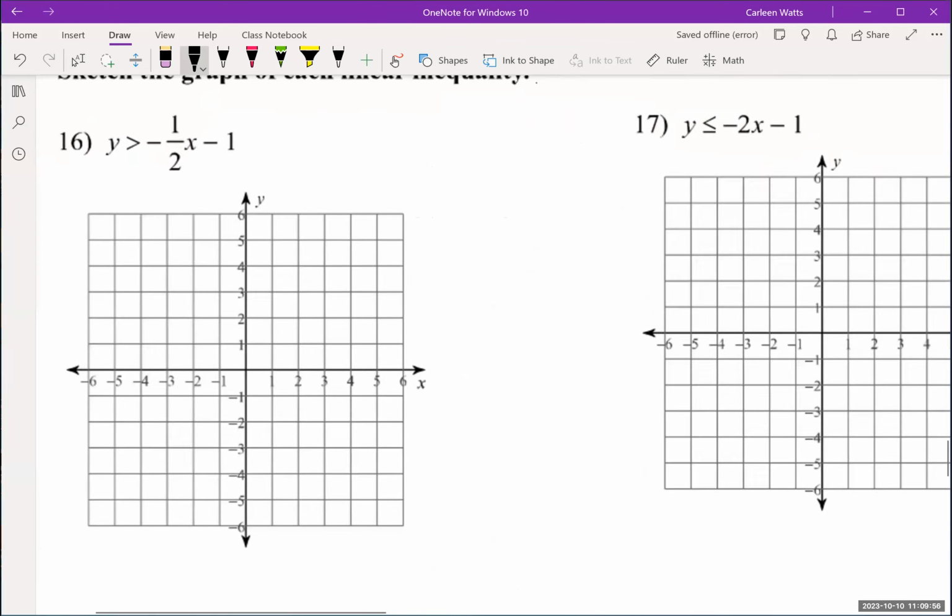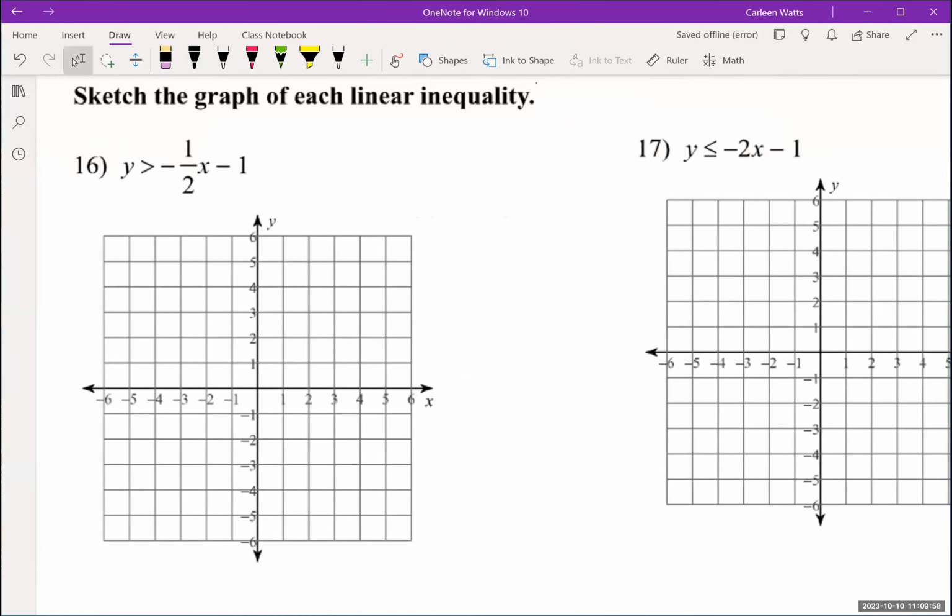Let's practice graphing. So, first of all, I usually do it this way. We have the slope and the y-intercept. The slope is -1/2. The y-intercept is -1. You with me?